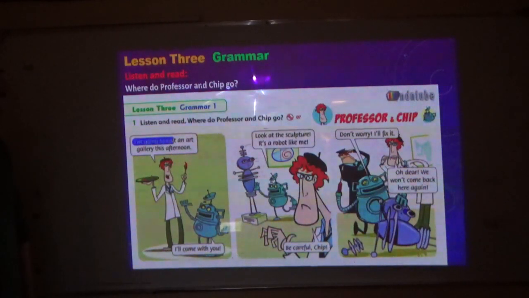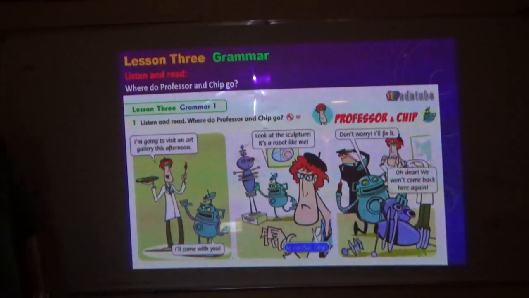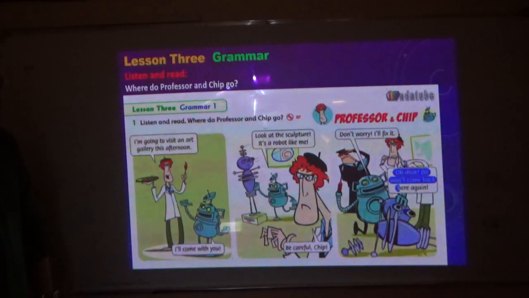I'm going to visit an art gallery this afternoon. I'll come with you. Look at the sculpture. It's a robot, like me. Be careful, Chip. Don't worry, I'll fix it. Oh dear. We won't come back here again.